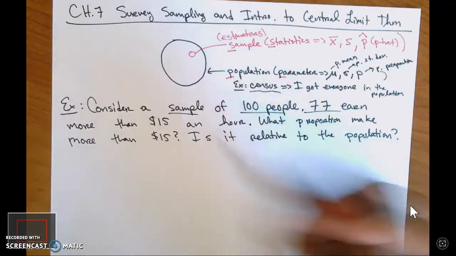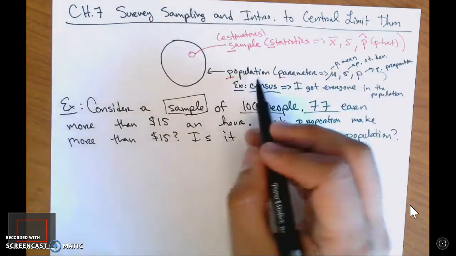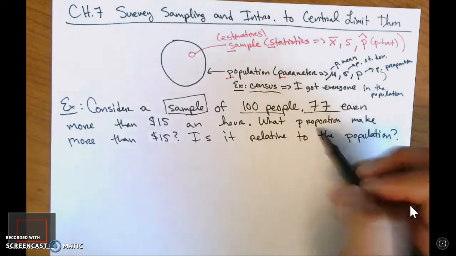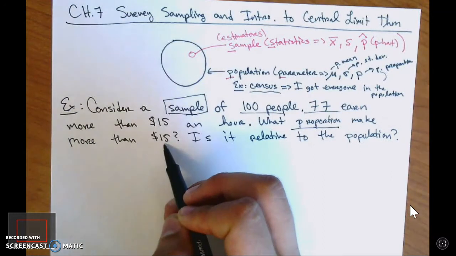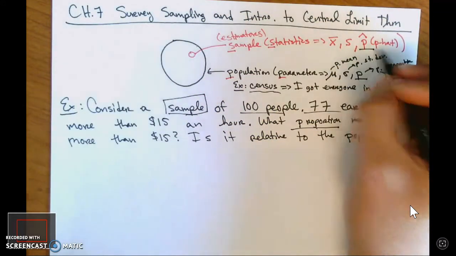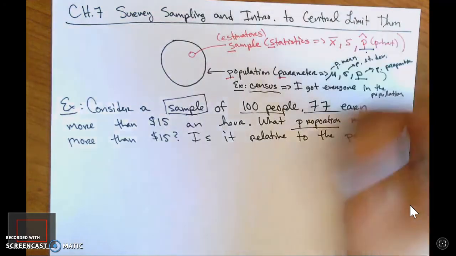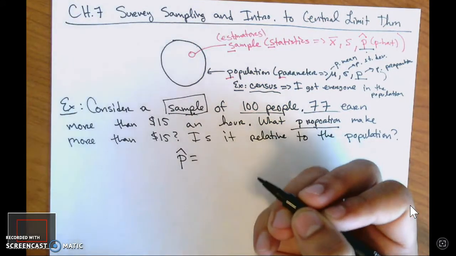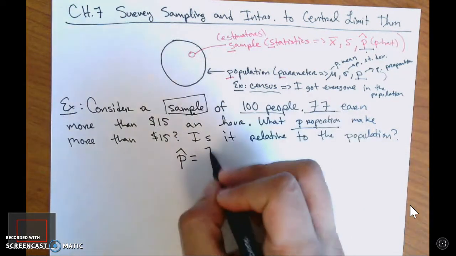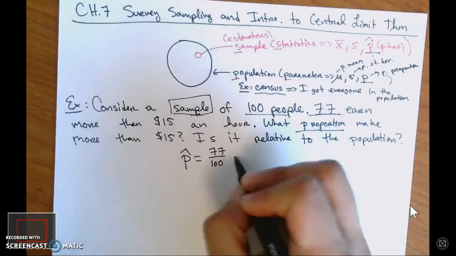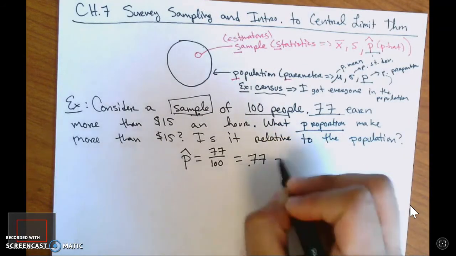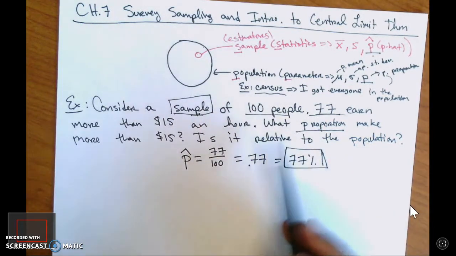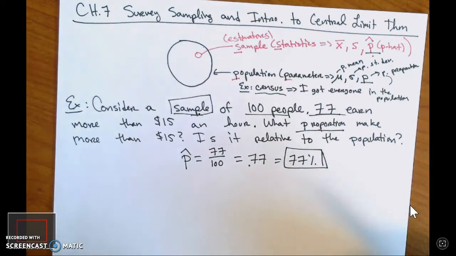Well, this is a sample. We don't know what the population is. This is not a mean. This is not a standard deviation. This is a proportion, the proportion of people that make more than $15 an hour. Now, is it P or is it P hat? Well, in this case, it will be P hat because it comes from a sample. So how do we find the proportion of people? Well, there's 77 out of the 100. So this is just equal to 0.77 or 77%. So basically 77% of this sample makes more than $15 an hour.